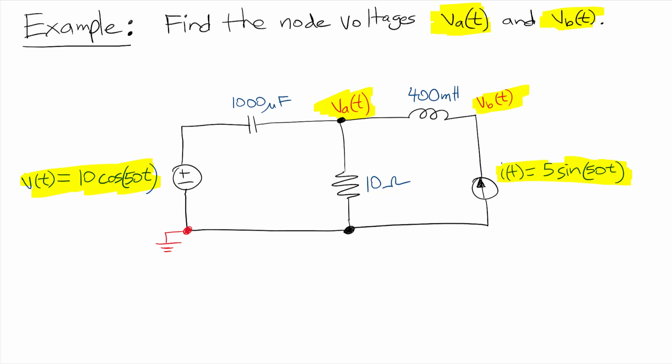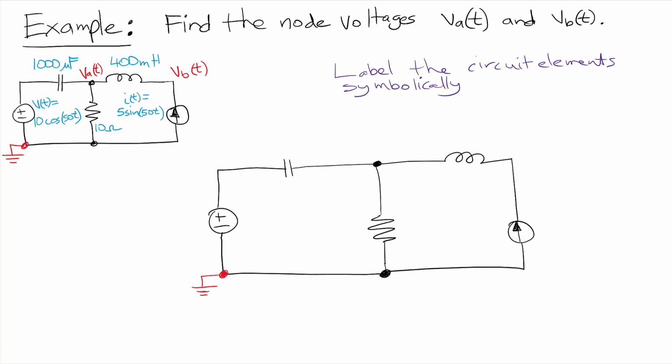So to get started, let's put the circuit for reference on the left hand side. Okay, so that's the circuit. And now let's label the circuit elements symbolically, because what I'm going to do is solve this symbolically so you see how AC and DC analysis are related. Okay, so let's start labeling these circuit elements symbolically.